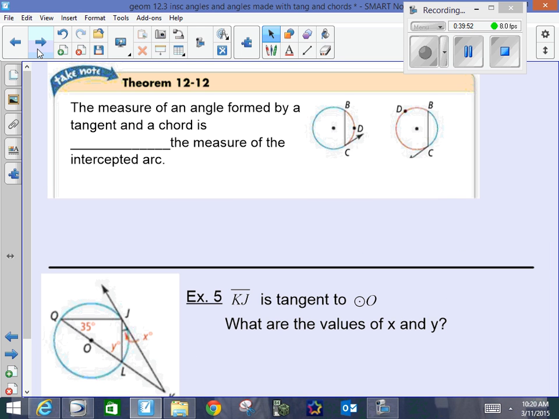It's theorem 12, no name. The measure of an angle formed by a tangent. Remember what tangent is again? What is that?